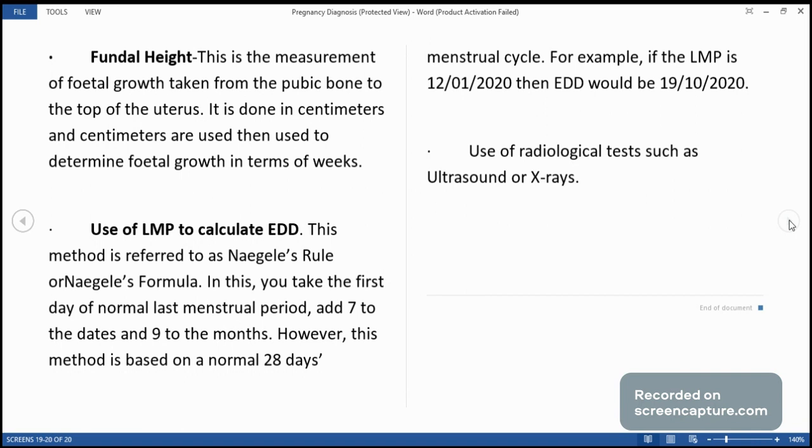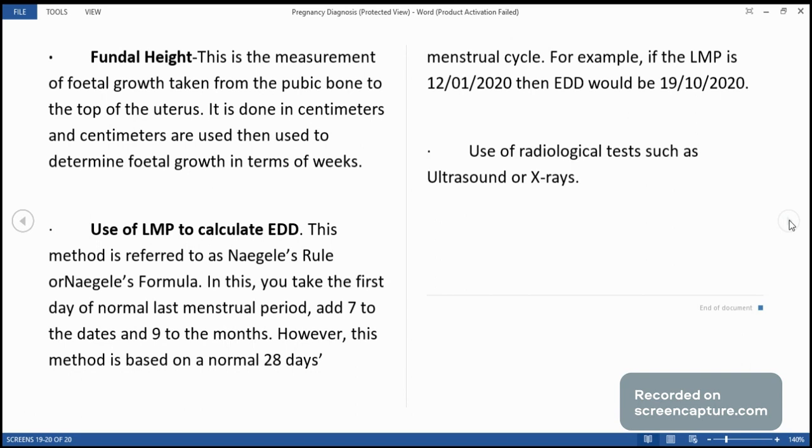So, use of LMP to calculate EDD. This method is referred to as Naegele's rule or Naegele's formula. In this, you take the first day of the normal last menstrual period and you add 7 to the dates and 9 to the months. However, this is based on a normal 28-day cycle. If that woman's cycle is a 25-day cycle, it is a different case. So that is Naegele's rule. For example, if the last period is this one, then the EDD will be this one. EDD means expected date of delivery.